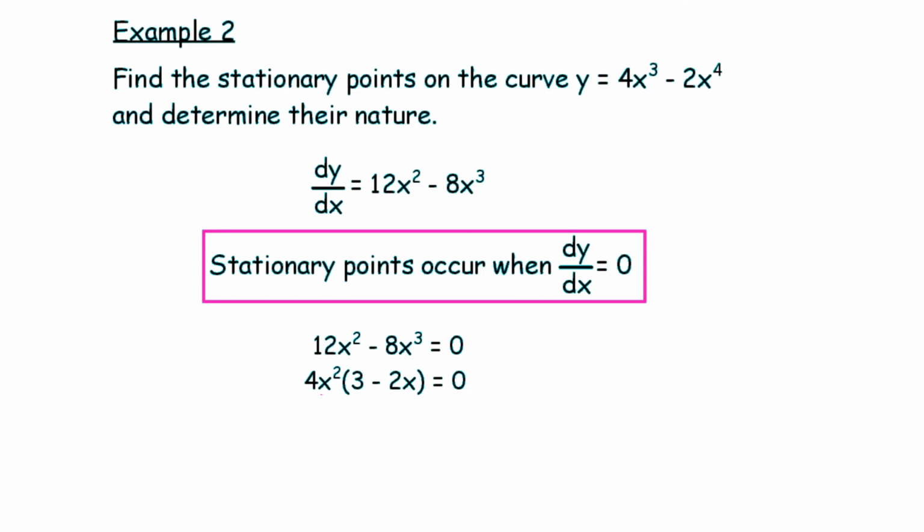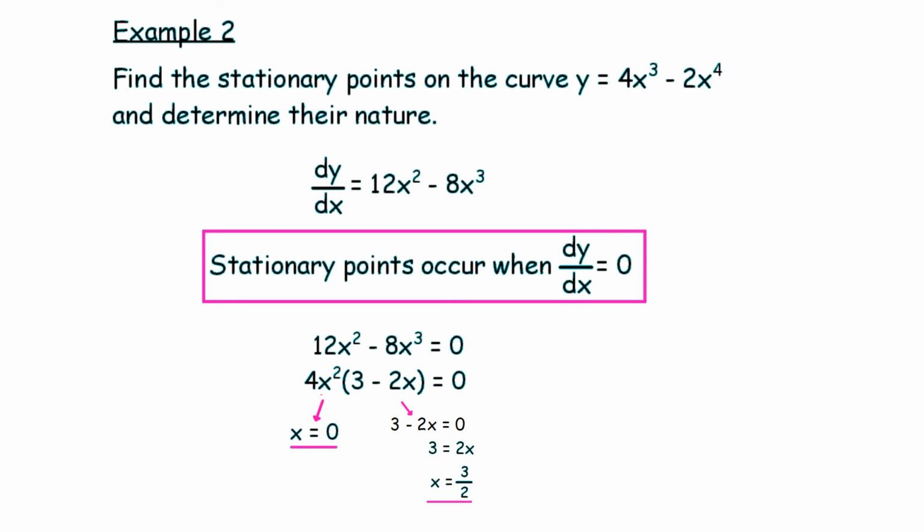We can then get our two solutions. First of all, if 4x squared equals 0, then I know that x equals 0, because if you divide 0 by 4, that would still remain 0. And if x squared equals 0, then x has got to be equal to 0. We can also solve the 3 minus 2x in the bracket. We can set it equal to 0 and solve using our algebra skills. So add 2x, making it 3 equals 2x. Divide by 2, giving you x equals 3 over 2.